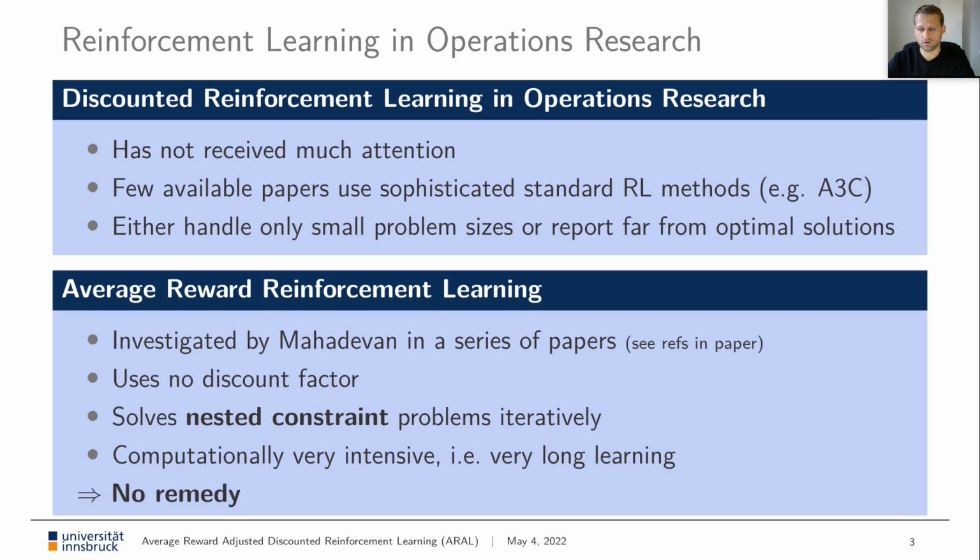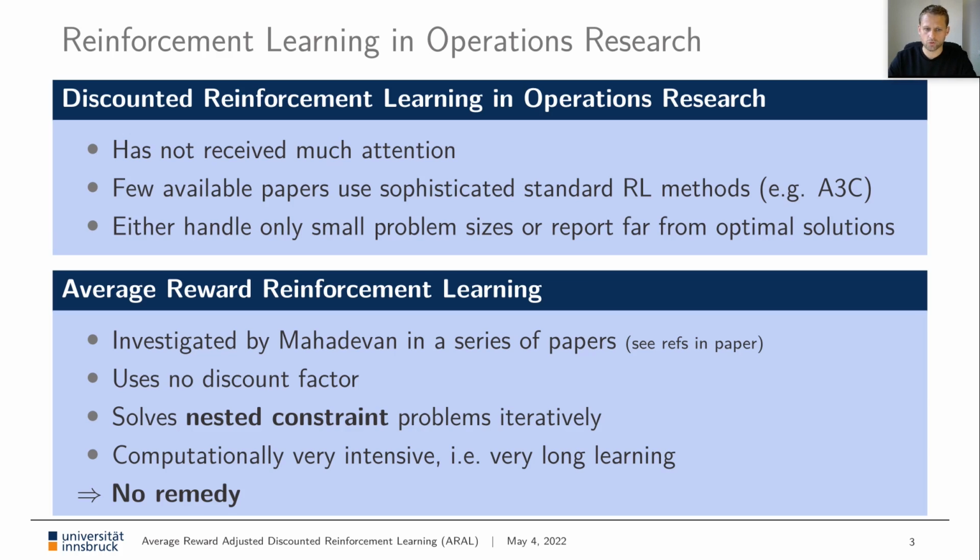Discounted reinforcement learning in operations research has not received much attention until now. There are a few papers available which usually use sophisticated reinforcement learning methods, but then only handle very small problem sizes or report far from optimal solutions. So it seems that it does not scale very well in this context.